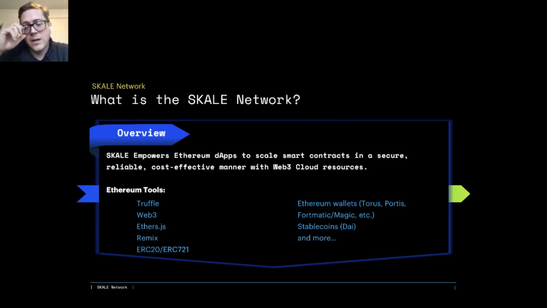In addition, your SKALE chain and the SKALE network are fully compatible with ERC20 and ERC721, and you can use Ethereum wallets like Taurus, Portis, and any of the Web3 based API wallets with your SKALE chain. You can run stable coins on it, and of course, you can run your NFTs on SKALE. So how does SKALE Network work?